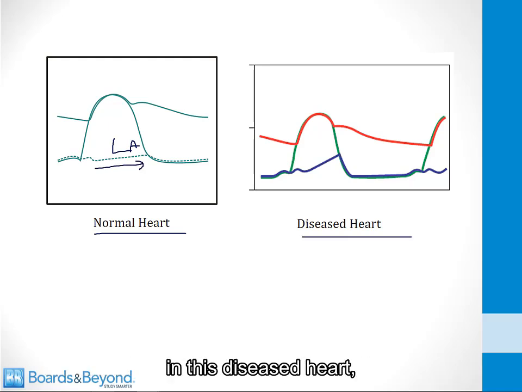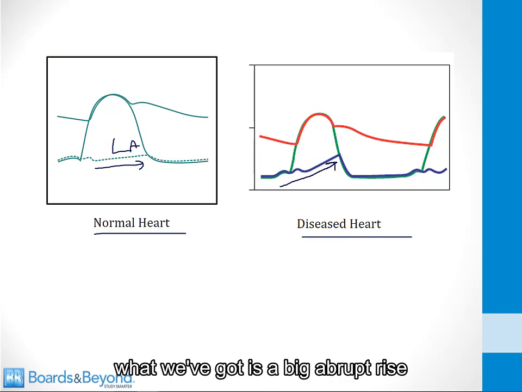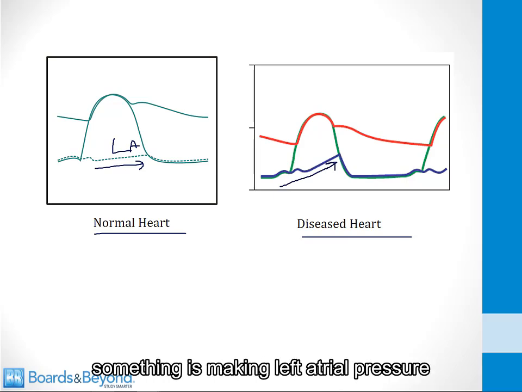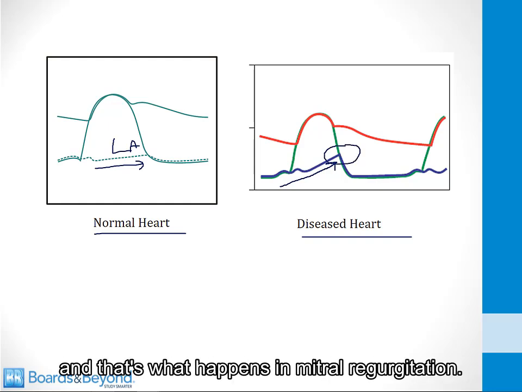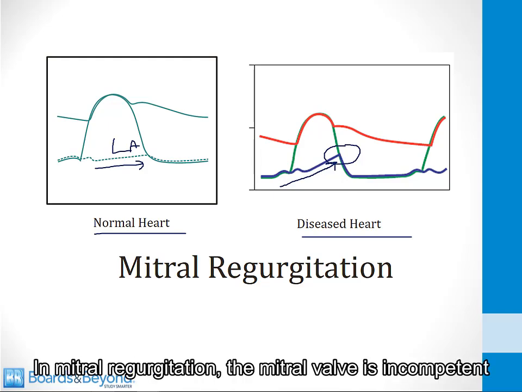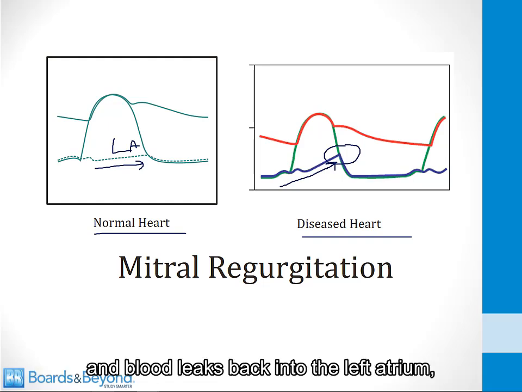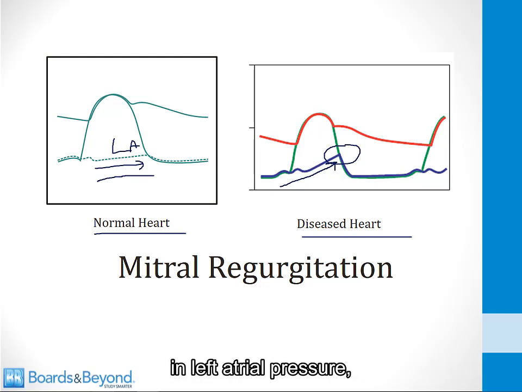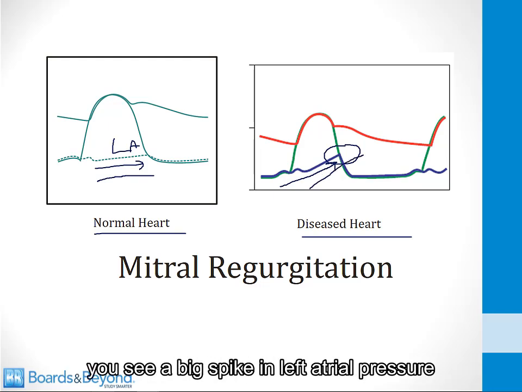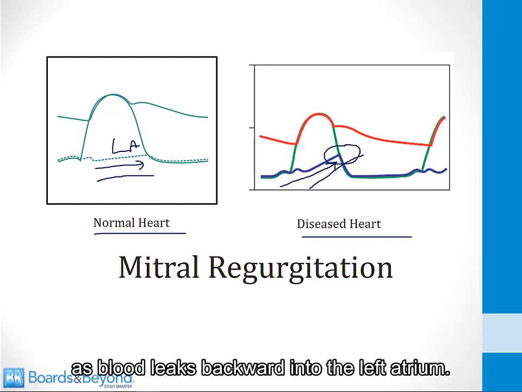In this diseased heart, what we've got is a big abrupt rise in the left atrial pressure. Something is making left atrial pressure rise to a much higher level compared to normal, and that's what happens in mitral regurgitation. In mitral regurgitation, the mitral valve is incompetent and blood leaks back into the left atrium, and so instead of seeing this nice, gentle, slow rise in left atrial pressure, you see a big spike in left atrial pressure as blood leaks backward into the left atrium.